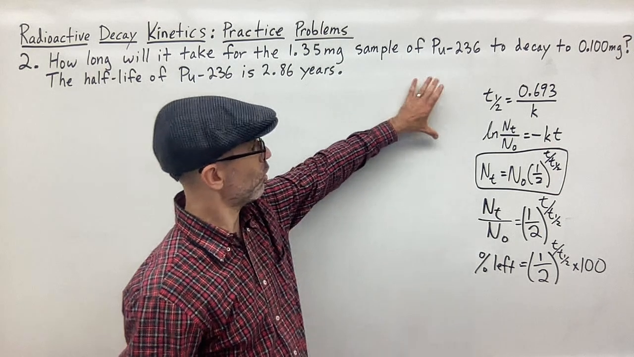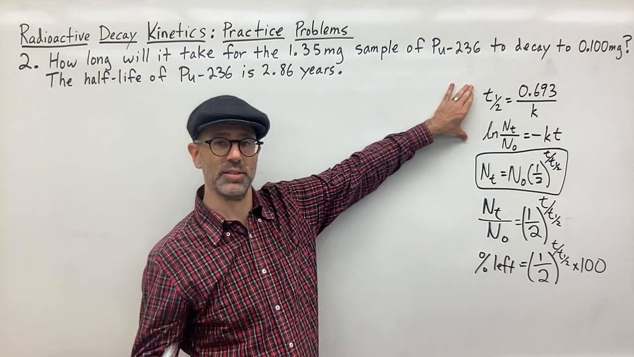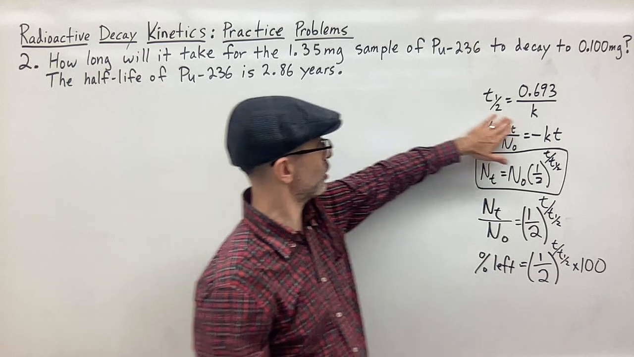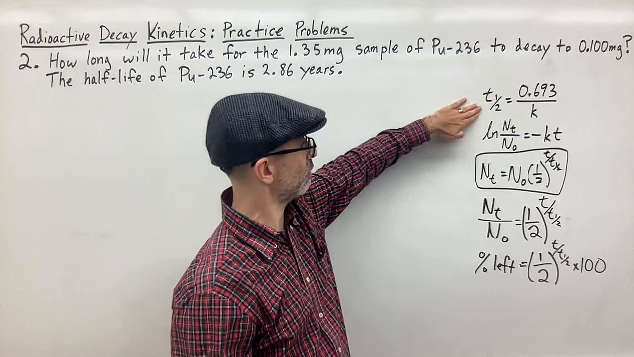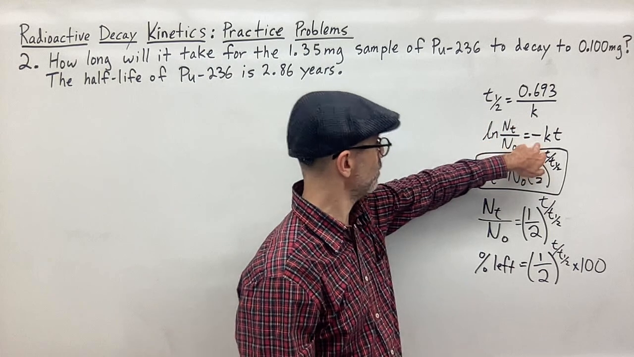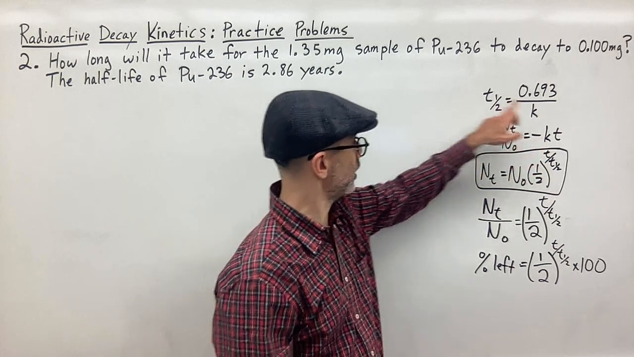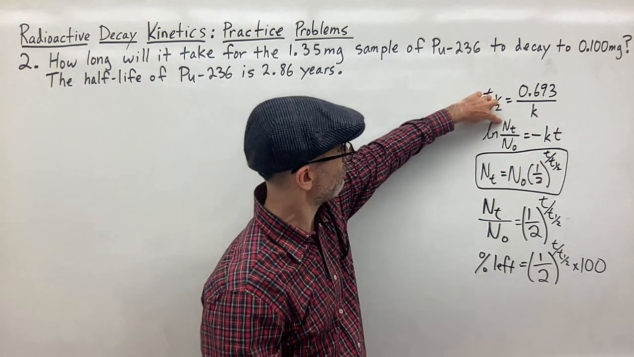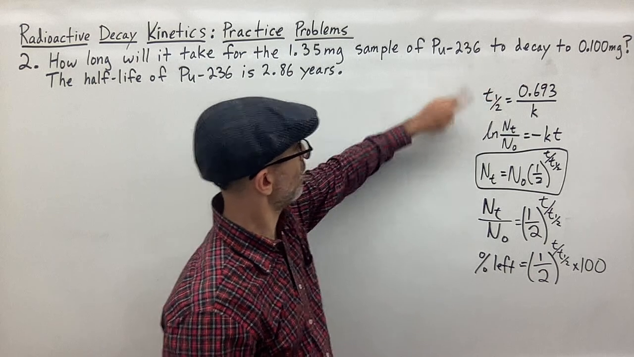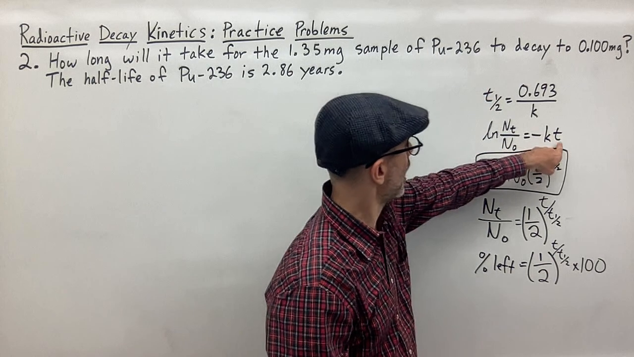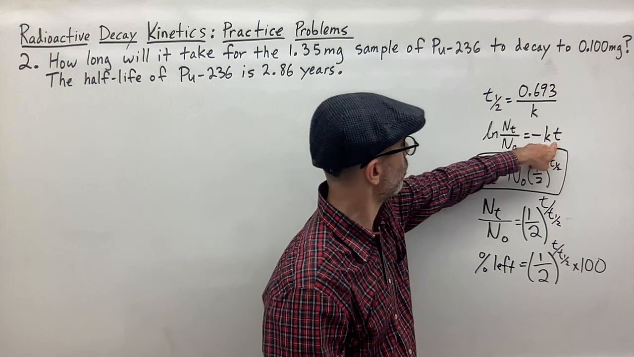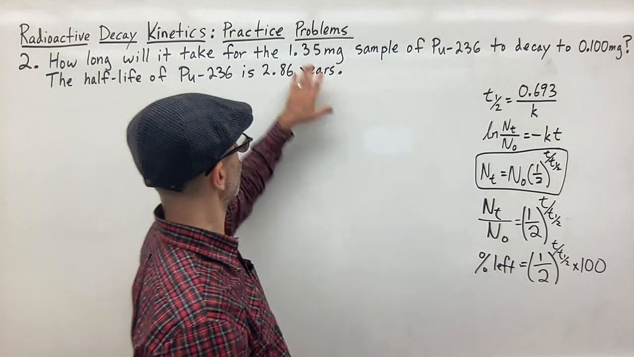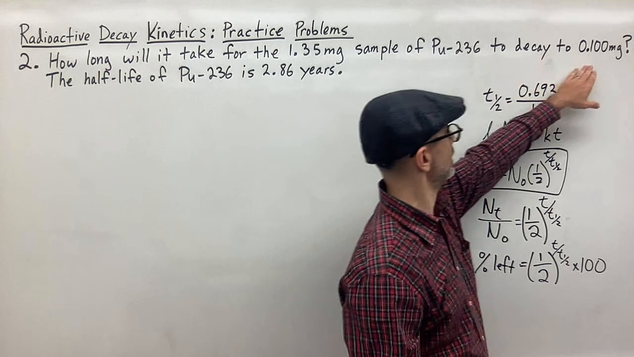Now, as I said before, we can use these two equations together to figure out our sample. You could figure out k by plugging in the half-life, and then plug k into the other equation to solve for the amount after time t. So we want to find the time t it takes for our original sample, 1.35, to decay to this sample.